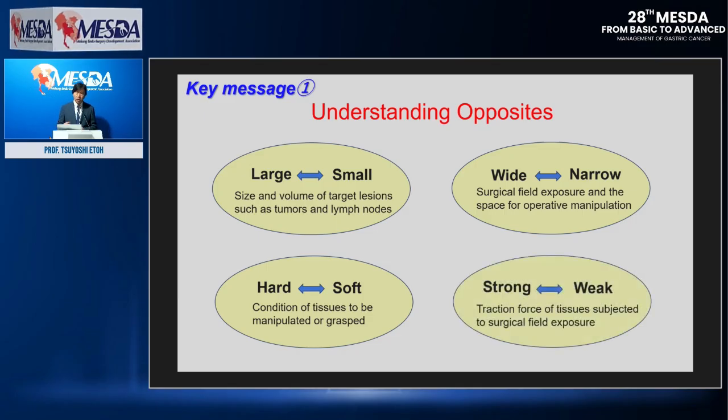Finally, strong, weak, and traction. Safe traction is very, very important in minimally invasive surgery, not only laparoscopic surgery, but also robotic surgery. So the understanding of the opposite is very essential, I think.